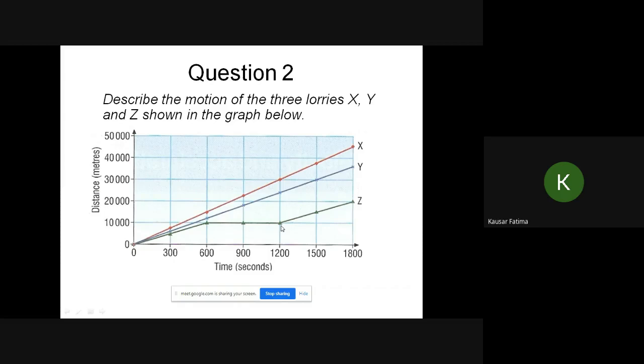Okay, then it starts moving again, and it acquires a steady speed. In the total time of 1800 seconds, it covers a total distance of 20,000, but in this interval, 1800 minus 1200, that is 600 seconds, it covers a distance of 10,000 meters.